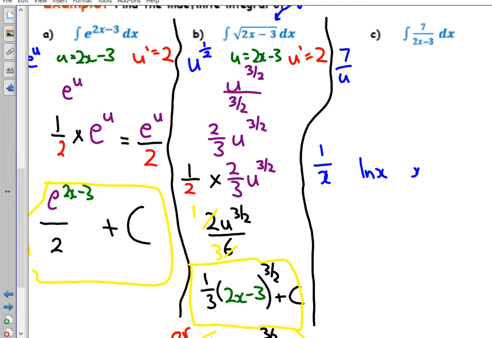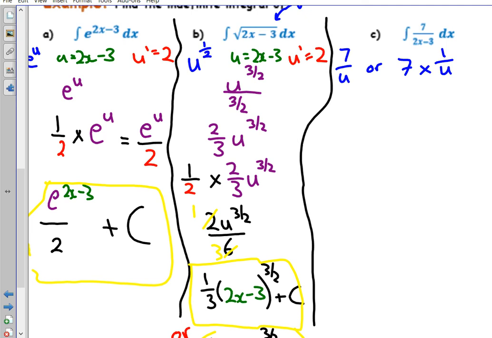Yeah, so think of it as 7 times 1/u, because the integral of 1/u will be ln u, using that thing from the first page. So the integral of 1/u will be ln u.